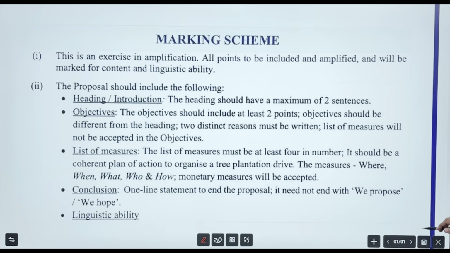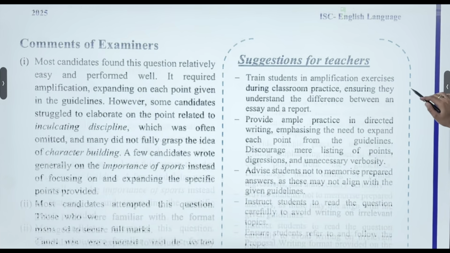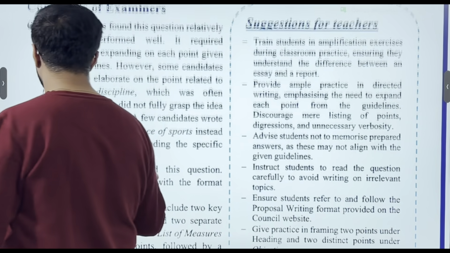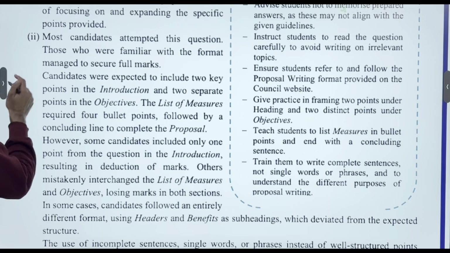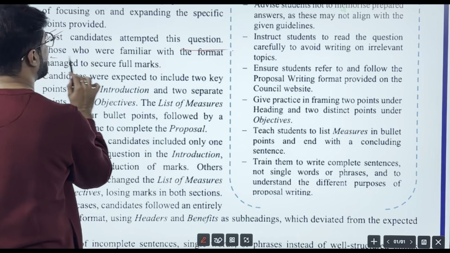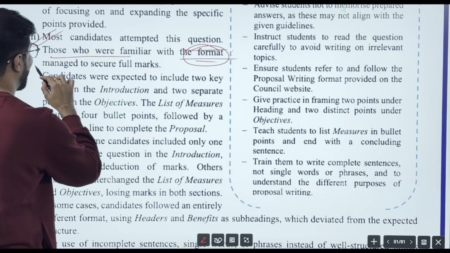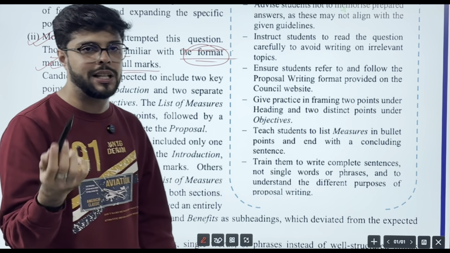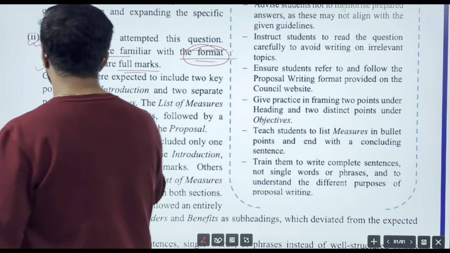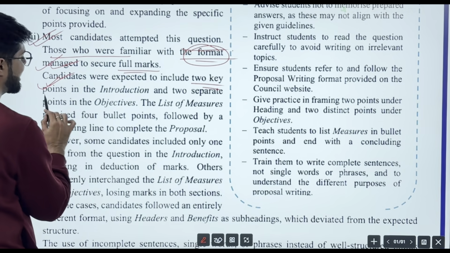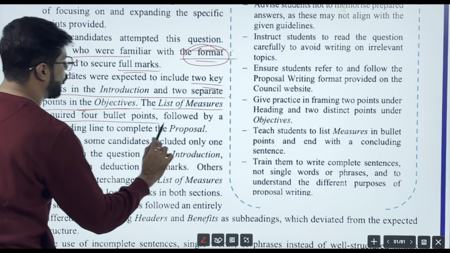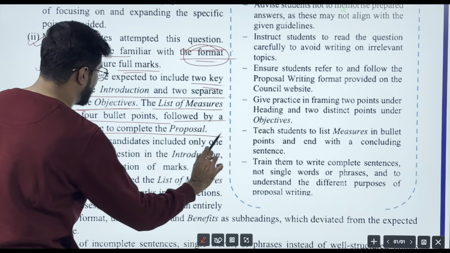So let me show you something more by reading. What are the suggestions provided by teachers while writing a proposal? See, what did they observe, what problems were the children facing in the proposal? Most candidates attempted this question and those who were familiar with the format first of all managed to score full marks. If you don't know the format, they deduct 1 mark or half a mark. There you will lose marks. Okay? Candidates were expected to include 2 key points in the introduction and 2 separate points in the objective, and the list of measures required 4 bullet points followed by a concluding line to complete the proposal.